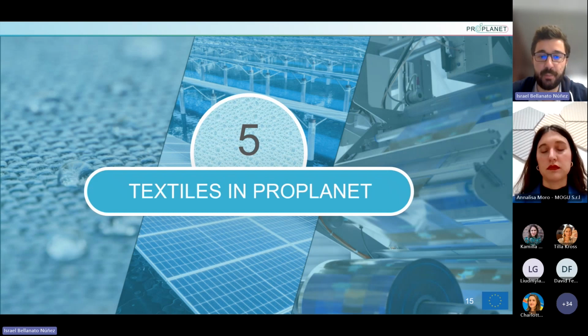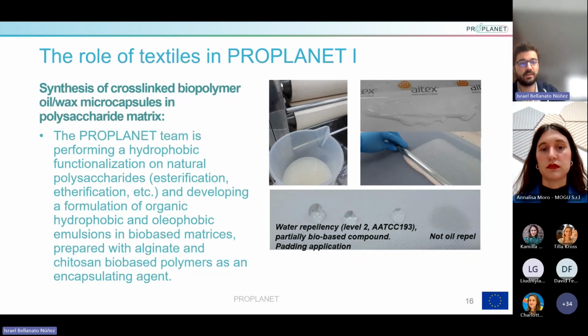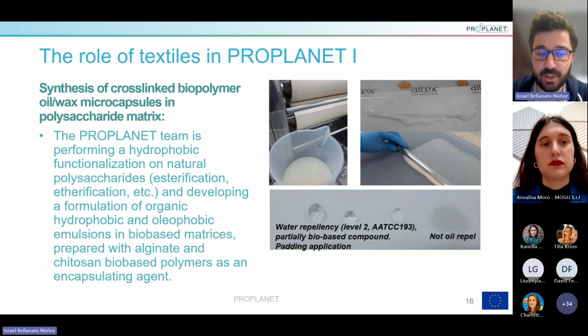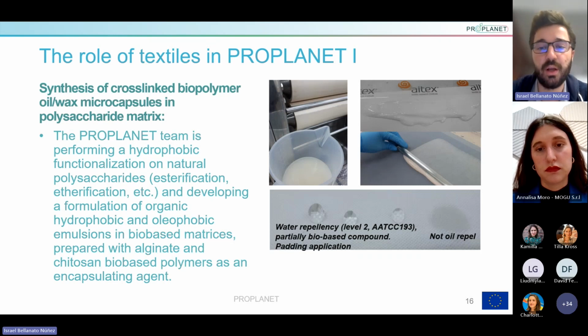Now, let's delve a little bit more into the role of textiles in ProPlanet. So the first thing we want to do in ProPlanet is to synthesize cross-linked biopolymers, oil, wax, microcapsules in polysaccharide matrices. The ProPlanet team has already performed hydrophobic functionalization of natural polysaccharides via esterification, etherification, and such, and developed a formulation of organic hydrophobic and oleophobic emulsions in bio-based matrices, prepared with alginate and chitosan bio-based polymers as encapsulating agents. On the right, you can see some experimental procedures carried out by our partners at ITEX, in which they test the water and oil repellency, the oleophobicity and the hydrophobicity of the coating applied at lab scale, of course, in a textile.